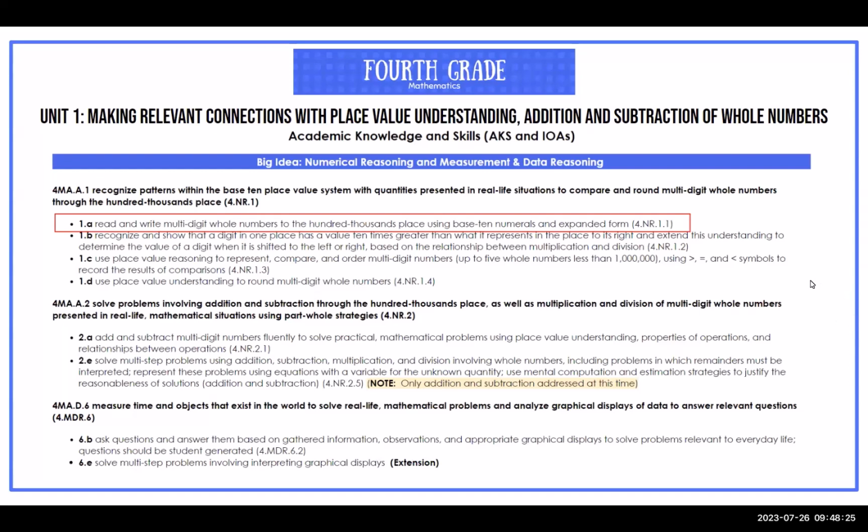We are going to discuss IOA 1A. Students read and write multi-digit whole numbers to the hundred thousands place using base 10 numerals and expanded form. Students need to show flexibility with decomposing numbers in various ways and explain how the different place values are related. For example, 510,114 can be decomposed into 500,000 plus 10,000 plus 100 plus 10 plus 4, and it could be 510,000 plus 100 plus 10 plus 4.